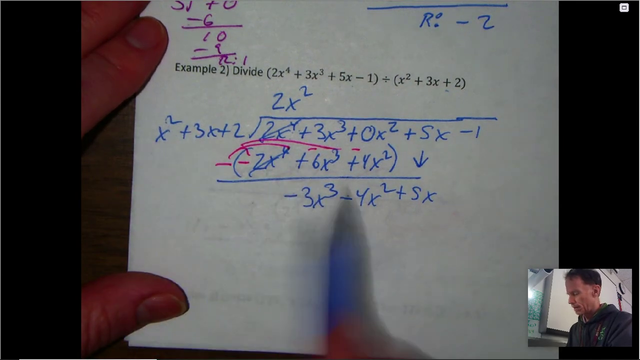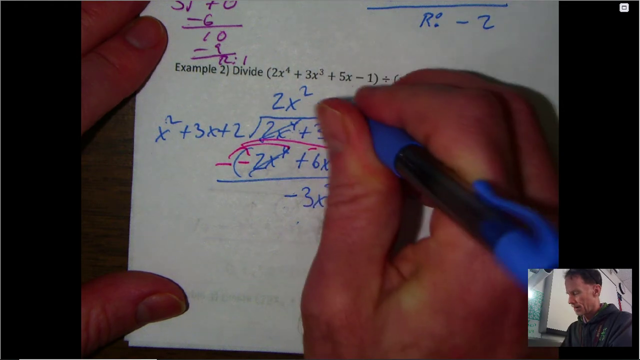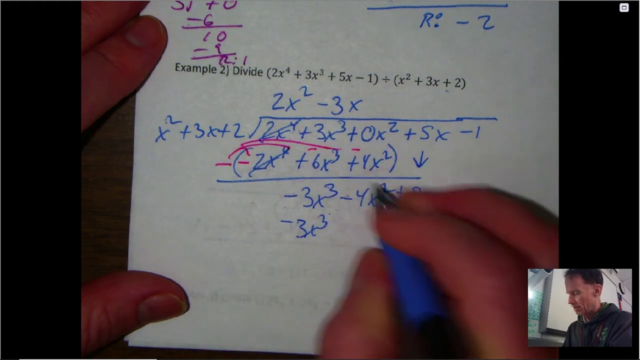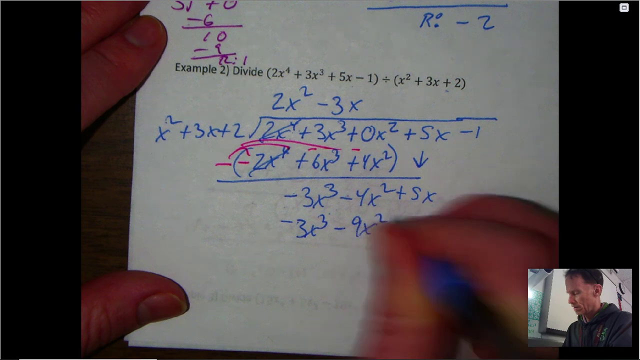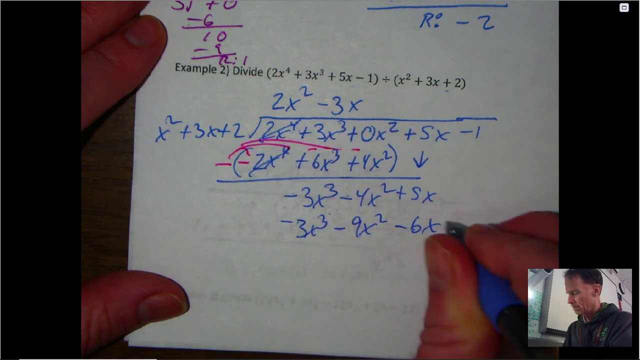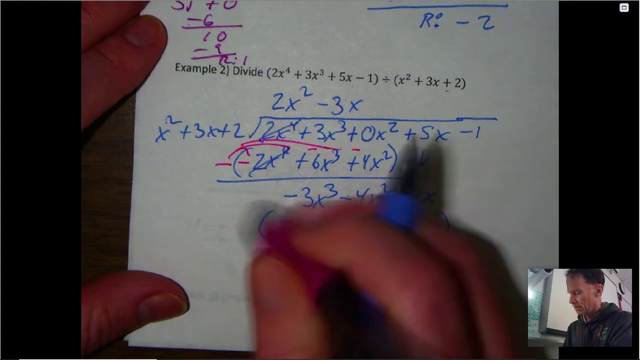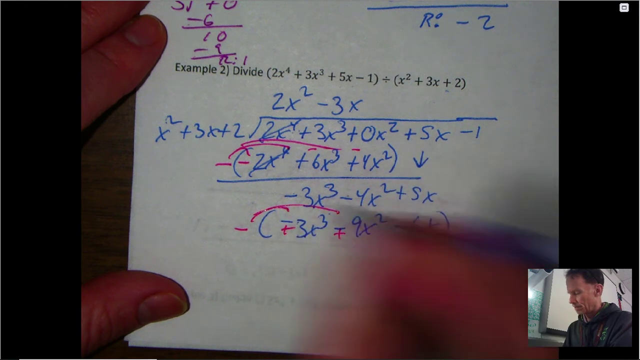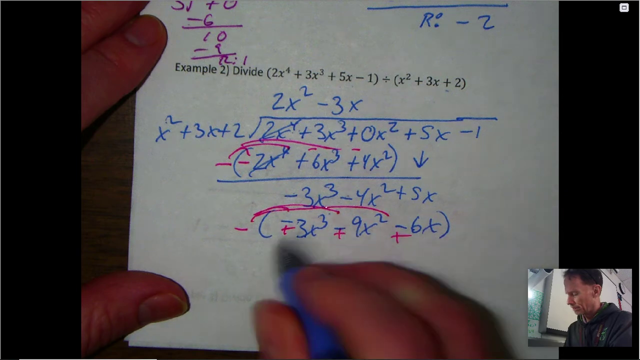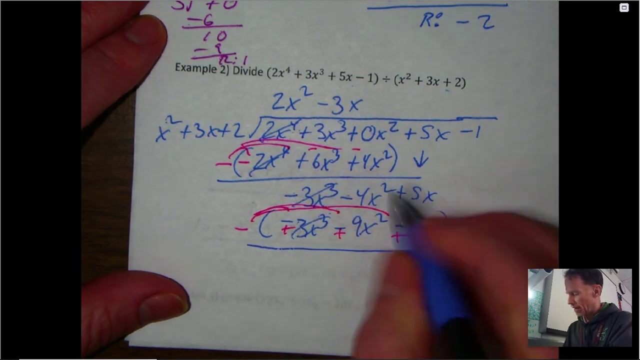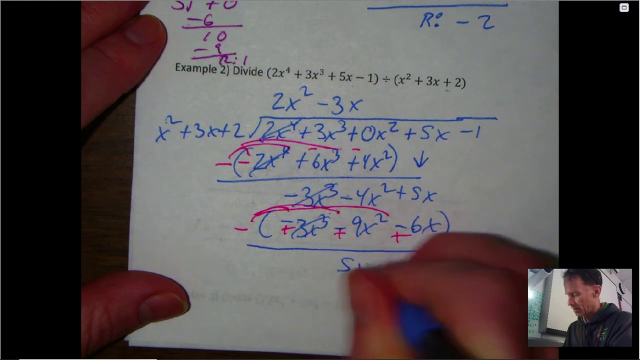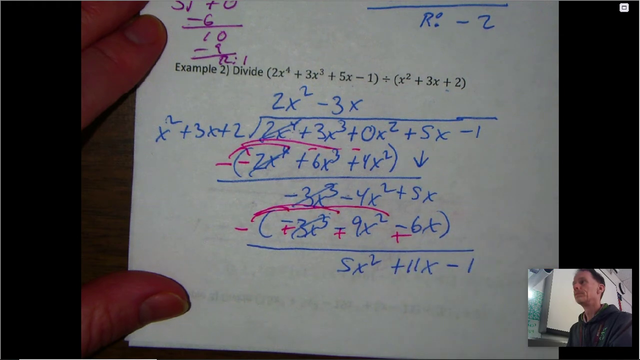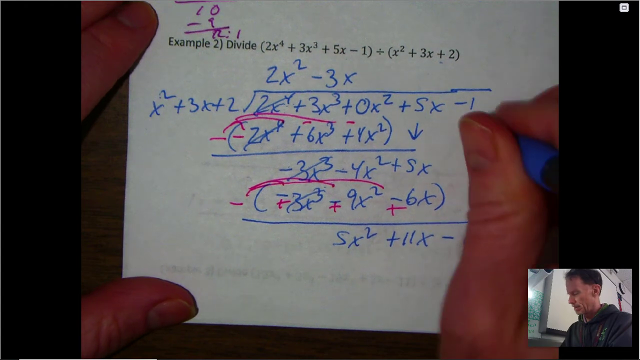Same thing, x squared times what would give me that negative 3x to the third? That's minus 3x. Negative 3 times 3x is minus 9x squared. Negative 3x times 2. And again, distribute, so that becomes a positive, and that becomes a positive, and that becomes a positive. So it cancels out, and we have negative 4 plus 9 would be 5x squared plus 11x minus 1. Bring this guy all the way down.